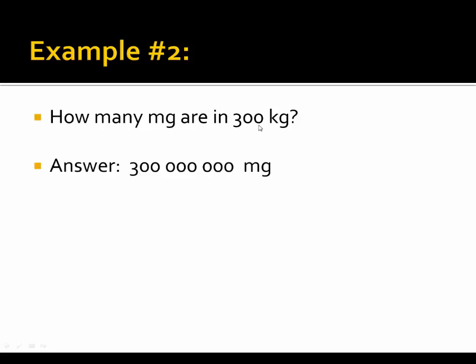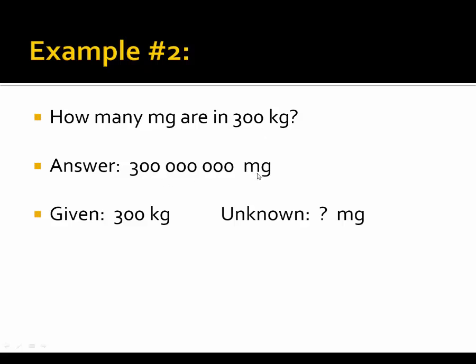We have one more example. Let's just go through it real quick. This time we're not going to be using the time system. Now we're going to be doing mass, right? So we're going to convert milligrams to kilograms. So let's go ahead and take a look here, right? So how many milligrams are in 300 kilograms?